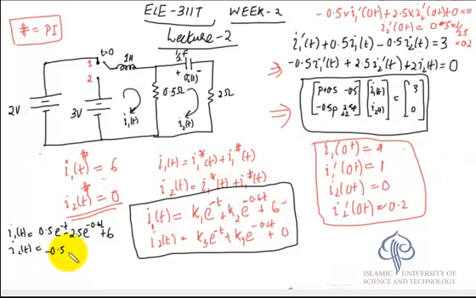-0.5 e to the power minus t plus 0.5 e to the power minus 0.6t. So these are the two equations, two mesh equations for t greater than 0, and the problem is solved.